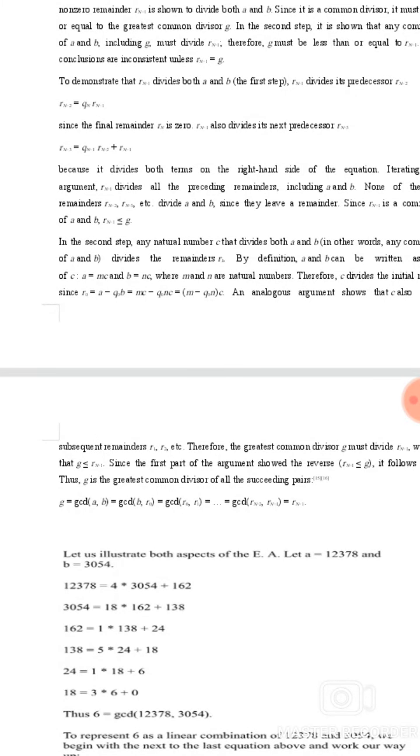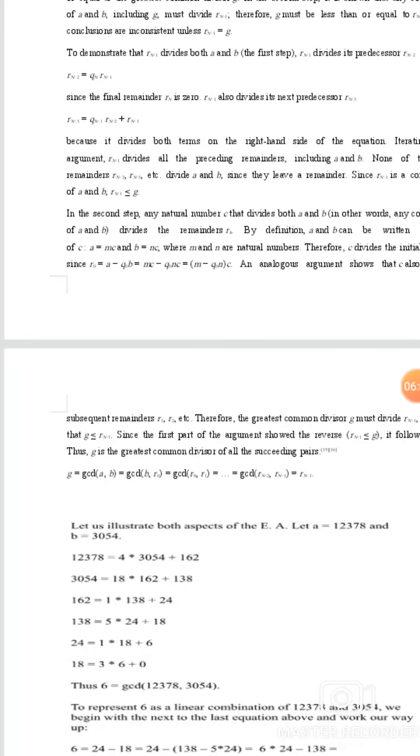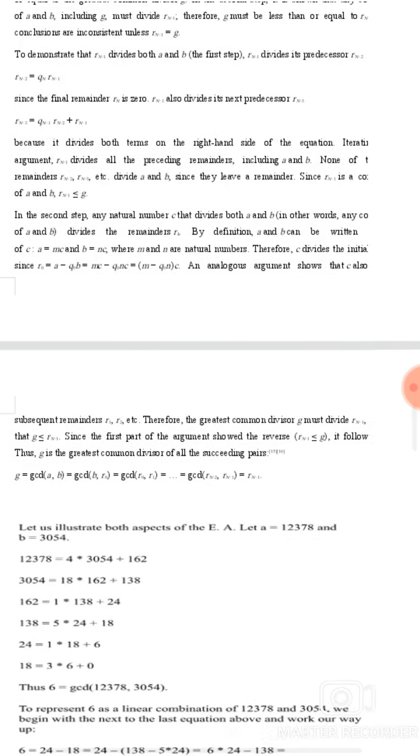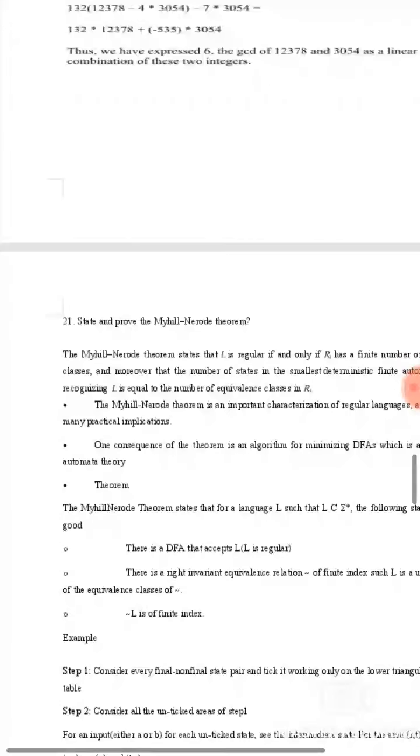In the second step, any natural number c that divides both a and b, by definition, a and b can be written as multiples of c: a equals mc and b equals nc, where m and n are natural numbers. They have given some explanation below.